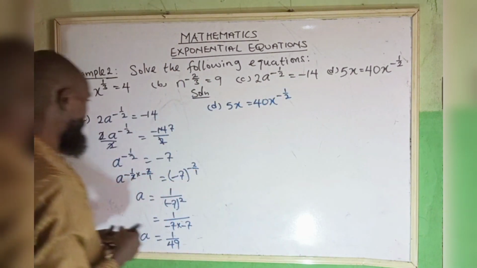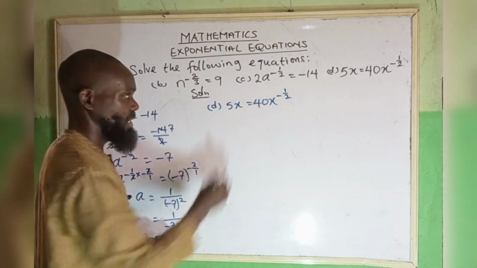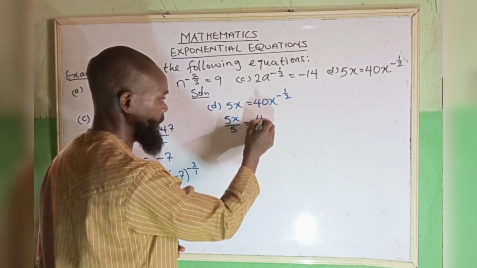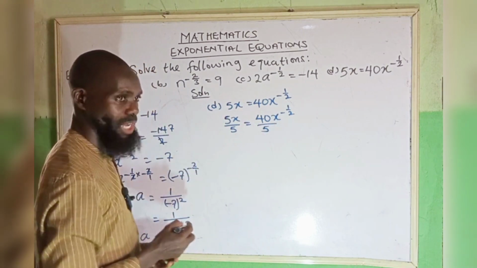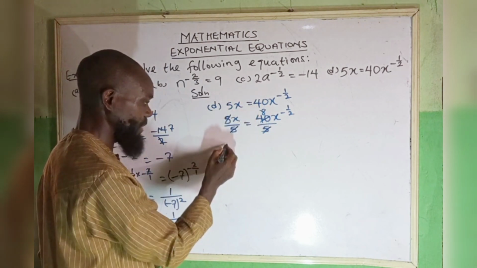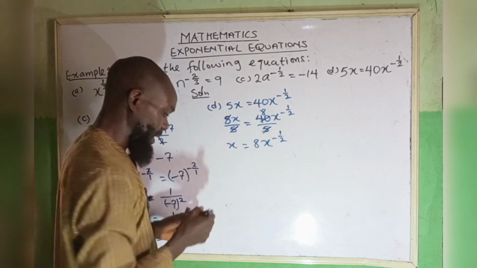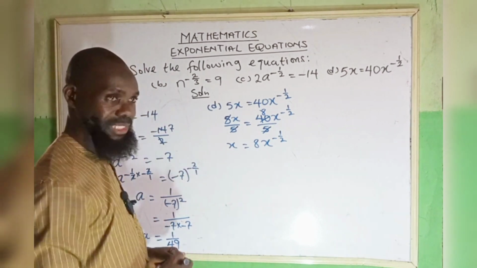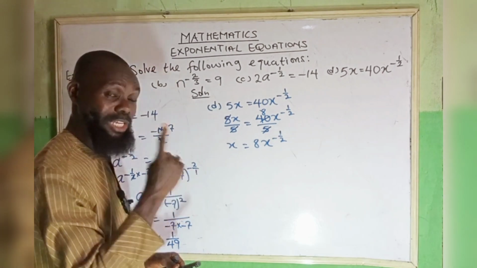The last one, question D, we have 5x is equal to 40x raised to power minus 1 over 2. According to what we did here, let us eliminate this 5 first by dividing both sides by 5. I have 5x divided by 5 is equal to 40x to power minus 1 over 2 divided by 5. 5 goes in 5, 5 here 1, 5 here 8. I have x is equal to 8x to power minus 1 over 2. There is an unknown on the left hand side, which is our x. Likewise, on the right hand side. Now, we have to take the x together so that it should be 1.